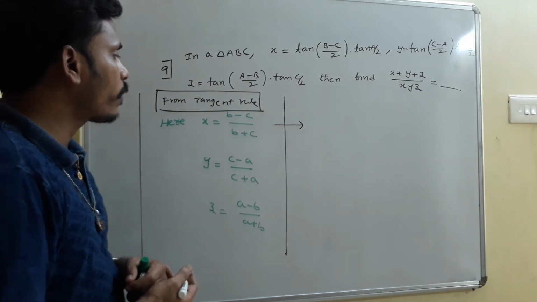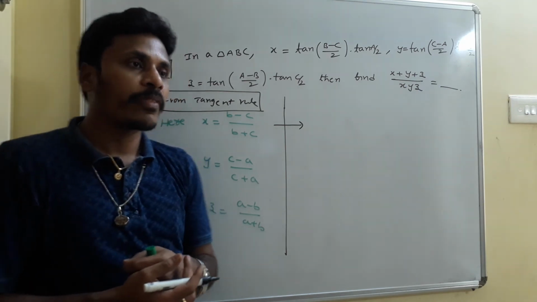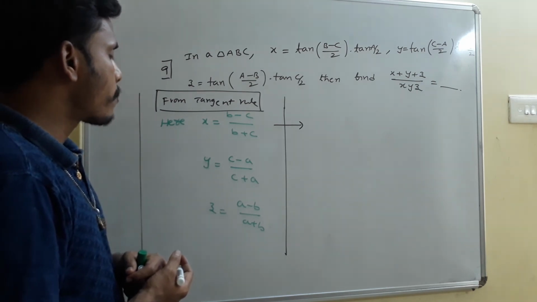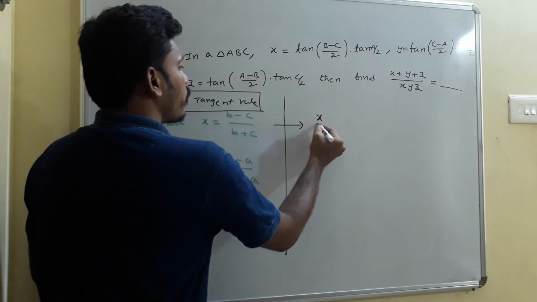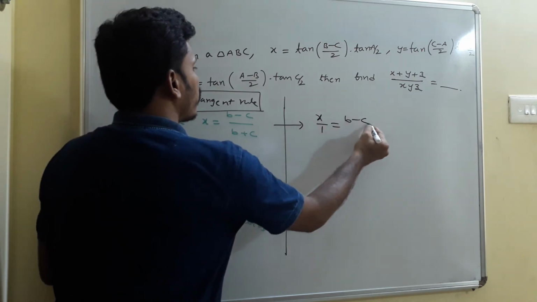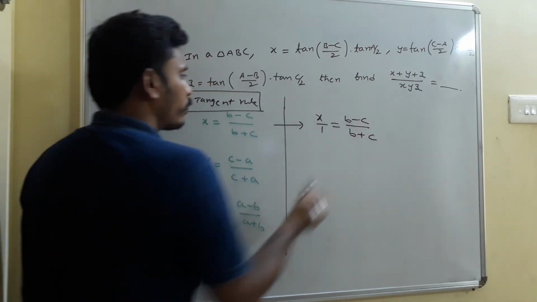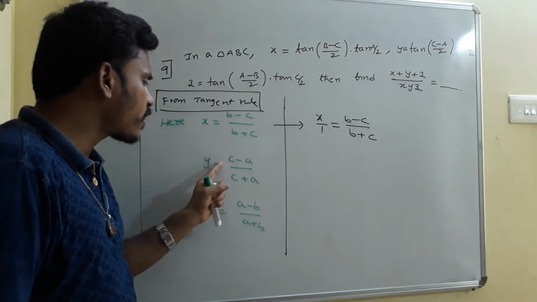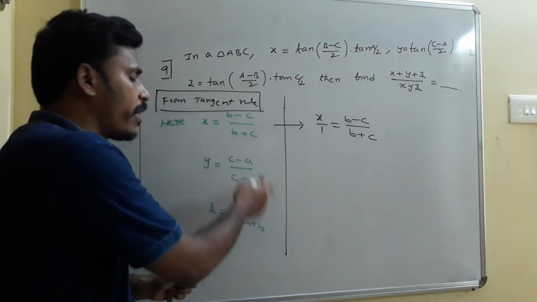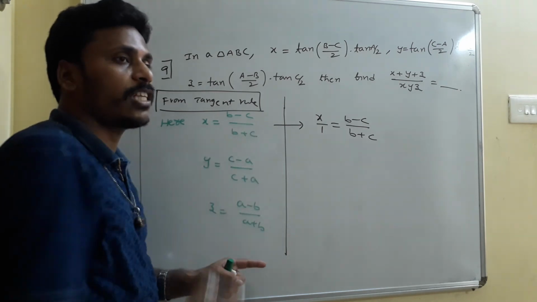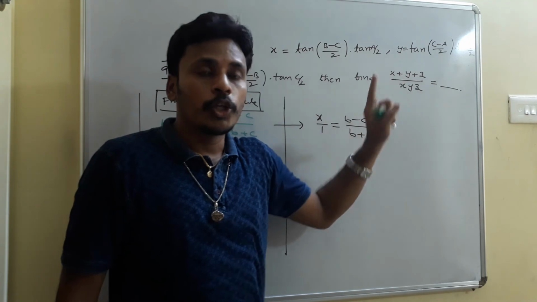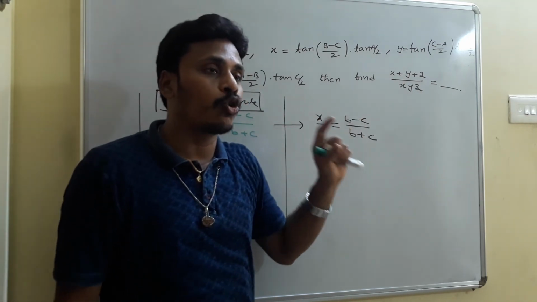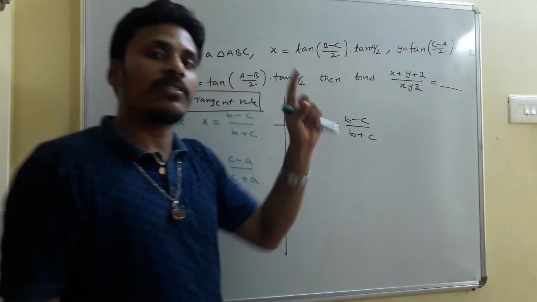What I need to do is get the simplified value for this. Let me do one thing: x by 1 is equal to (b minus c) by (b plus c). Is there anything wrong? Nothing actually. If you directly replace the x, y and z values like this, (a minus b) by (b plus b), (b minus c) by (b plus c), in this expression you won't get the simplified value easily. That's why I need to go with some other logic, and that logic I am discussing now here.